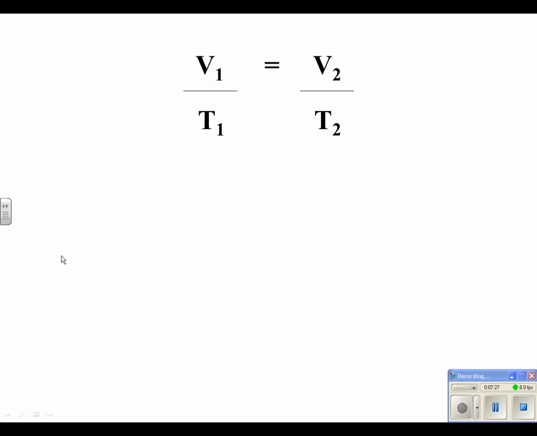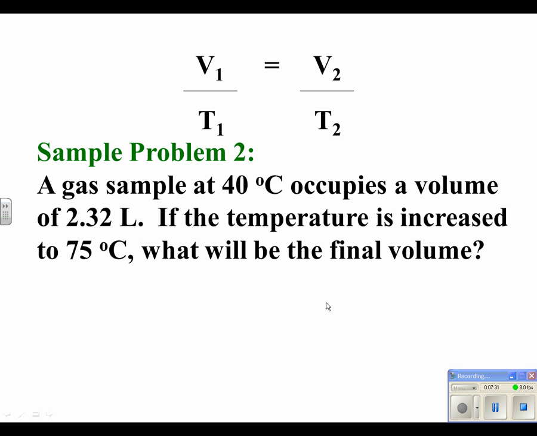Okay, so volume: V1 over T1 equals V2 over T2. Here's our problem. A gas sample at 40 degrees occupies a volume of 2.32 liters. The temperature is increased to 75. What is the final volume? So V1 is 2.32, T1 is 40, and this is T2. Take a minute, solve that, and then come back again.